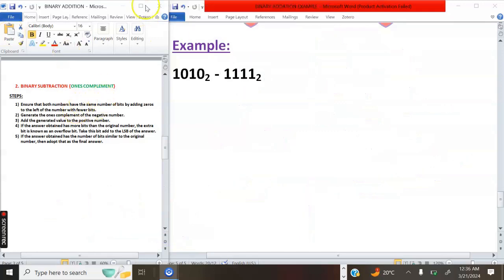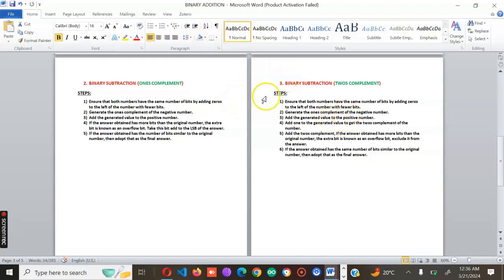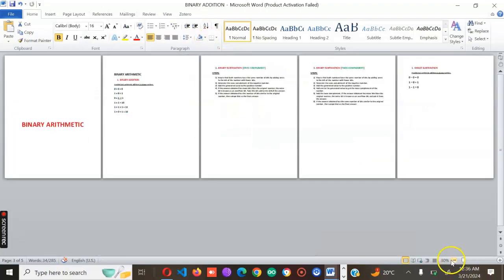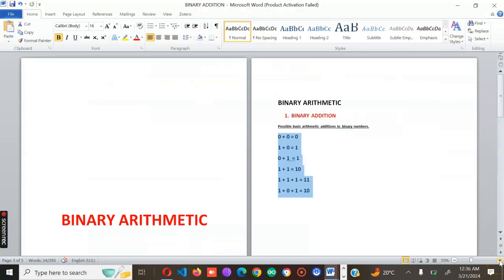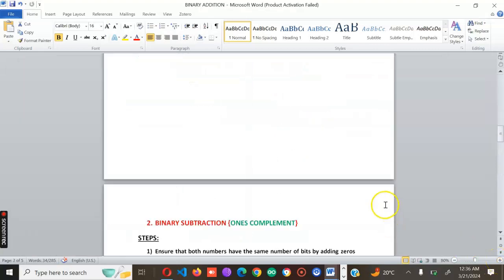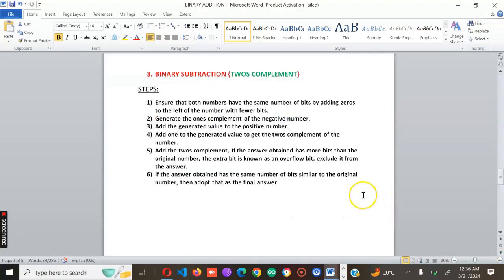In our next case, we are supposed to have a two complements. For two complements, these are the steps that we take. Number one, you need to ensure that both numbers have the same number of bits. Then you generate one complement for the negative number. Then you add. For number 4, you add 1 to the generated value to get two complements.